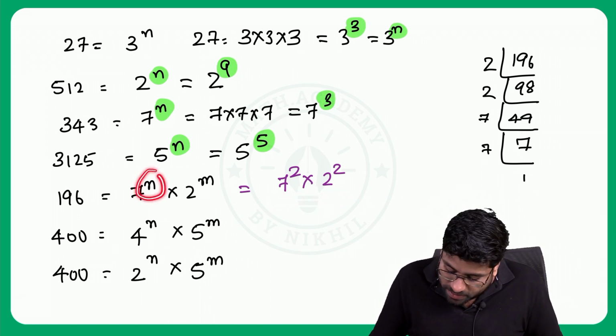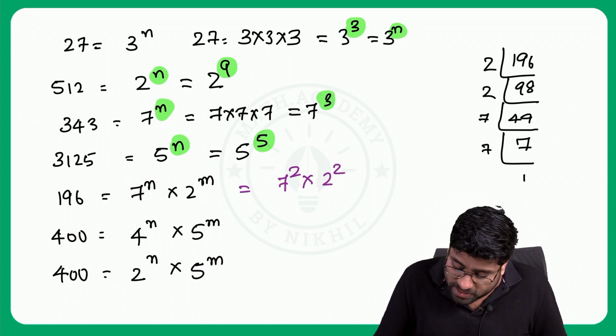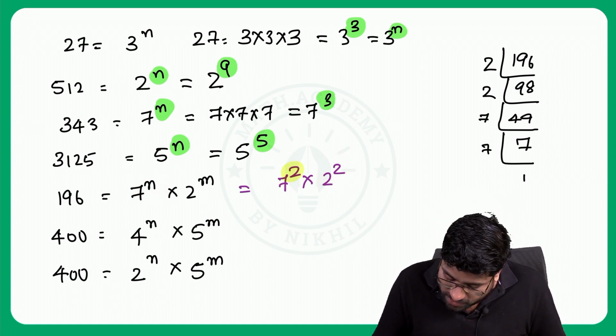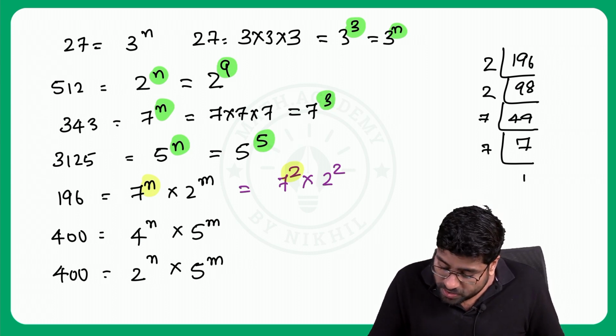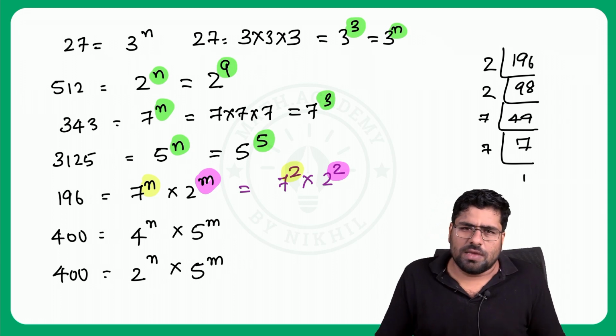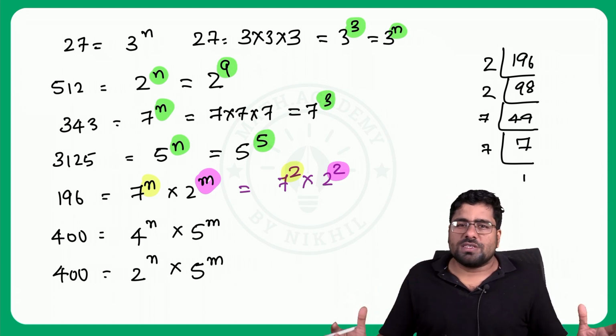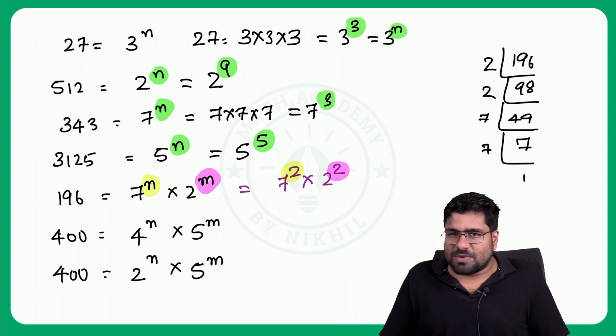Now you can do the comparison and you will say that both n and m will have values equal to 2. The value of n happens to be 2. Also the value of m also happens to be 2. Coincidentally, we get the same value for both these variables, right? I hope the concept is clear to you, regarding the concept of exponents, nice.